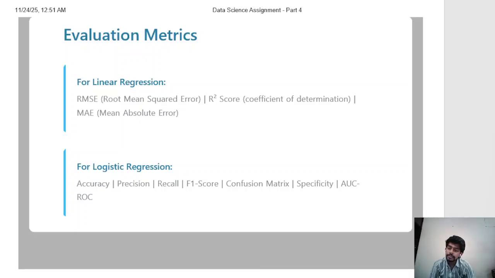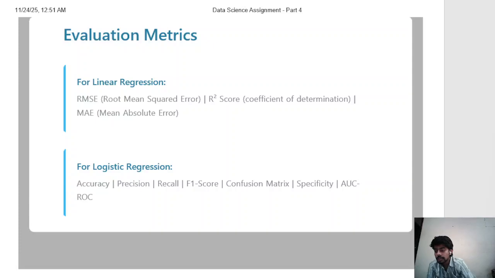For linear regression, we calculate several metrics. RMSE, or root mean squared error, is the square root of the average squared errors. It's in the same unit as the target variable, making it interpretable. R squared score indicates what proportion of variance in the target is explained by the model, ranging from 0 to 1. MAE, which is mean absolute error, is the average absolute difference between predictions and actual values, also interpretable.